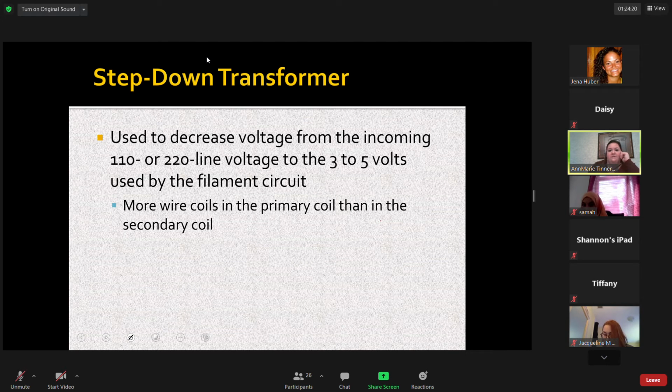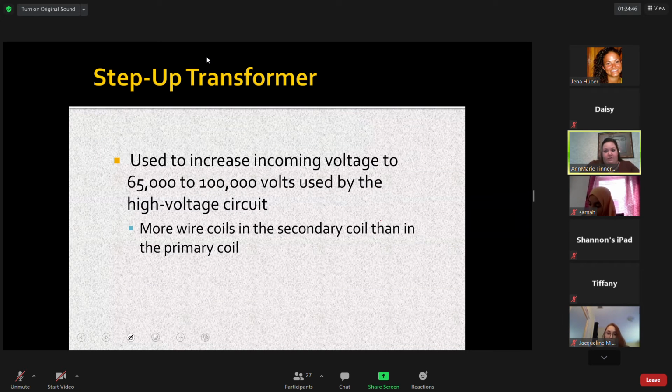It has more wire coils in the primary coil than in the secondary coil. Don't make this into something totally confusing. Your step-down transformer is going to decrease voltage. Your step-up transformer is used to increase incoming voltage to that 65 to 100,000 volts. So there are more wire coils in the secondary coil than in the primary.